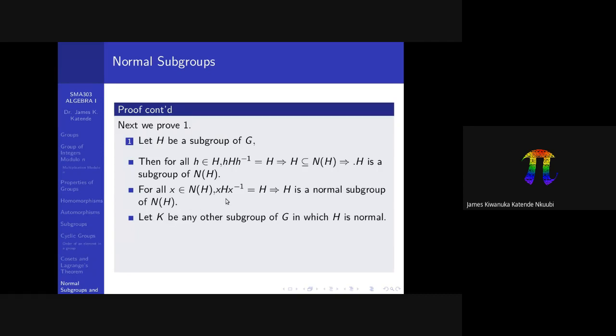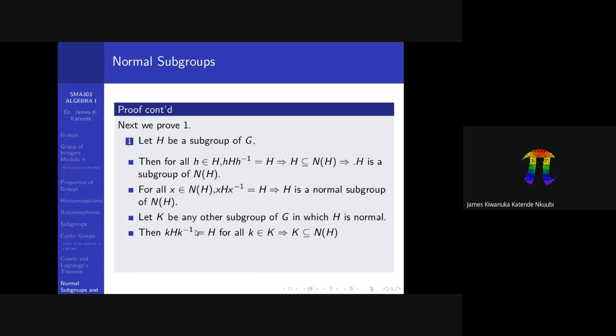Or rather, what I mean is you can't find another subgroup bigger than the normalizer in which H is normal. So let's pick any subgroup of G in which H is normal. For us to prove our statement, we need to show that this subgroup cannot be bigger than the normalizer, or rather must be contained in the normalizer of H.